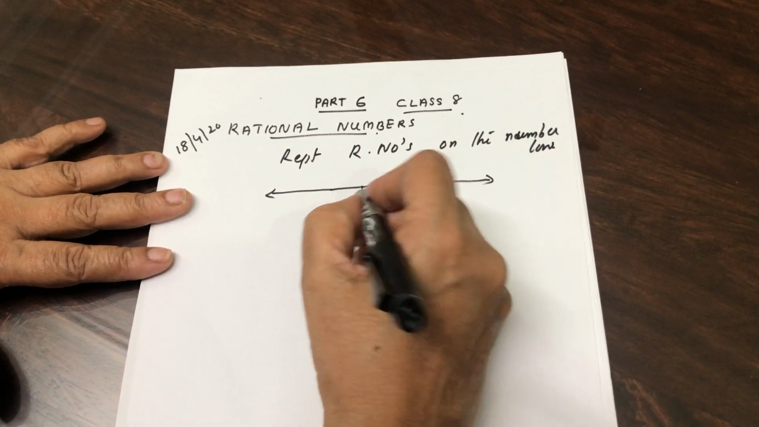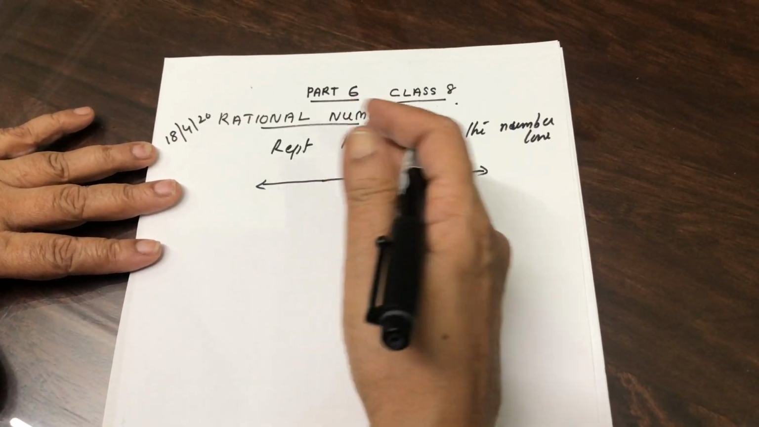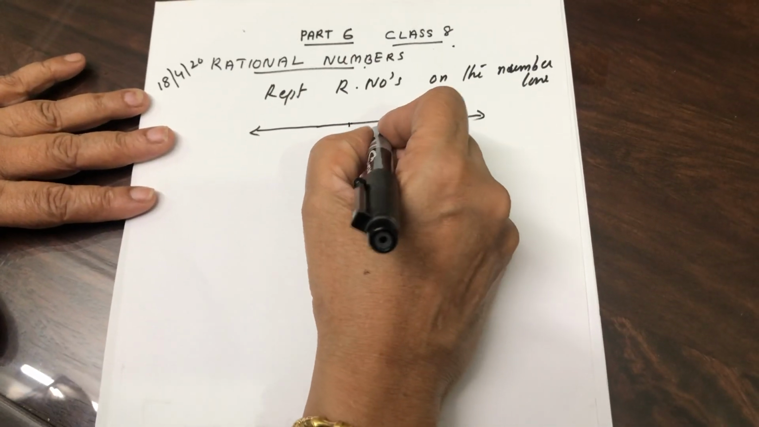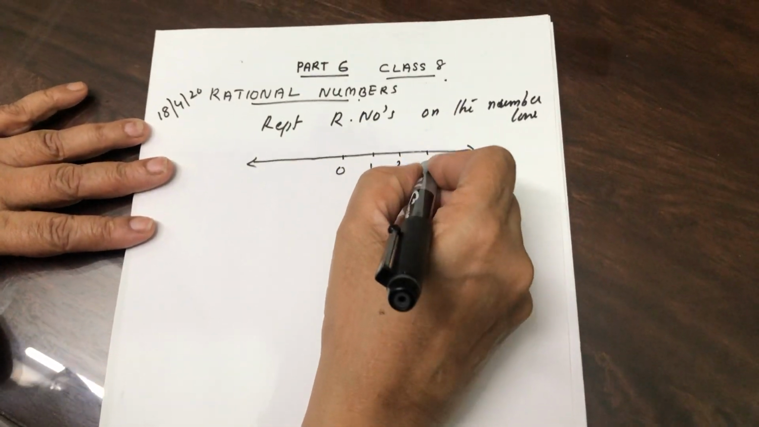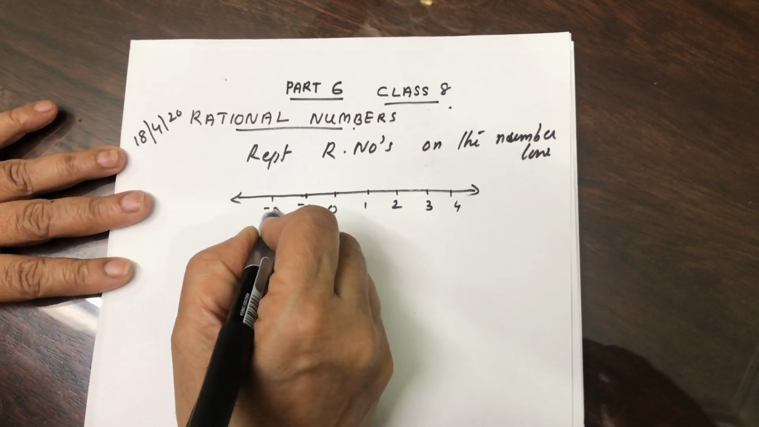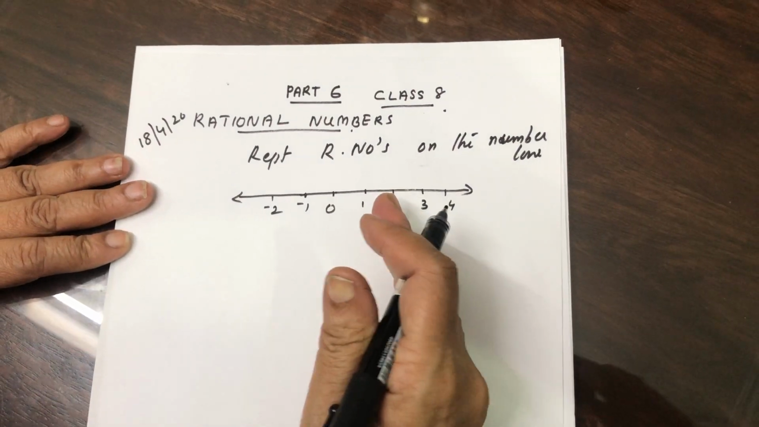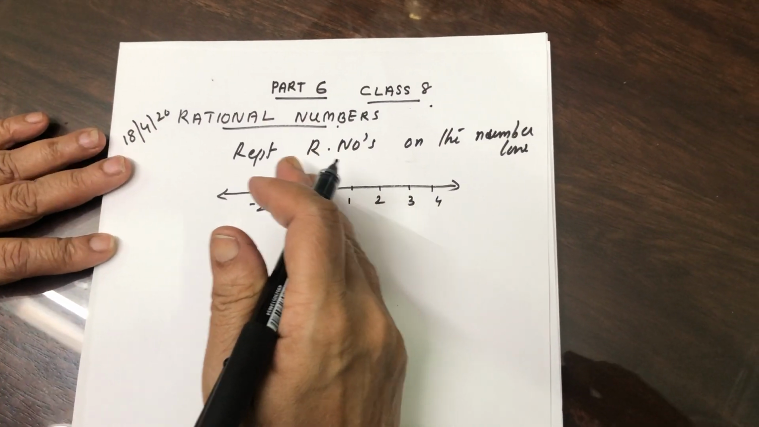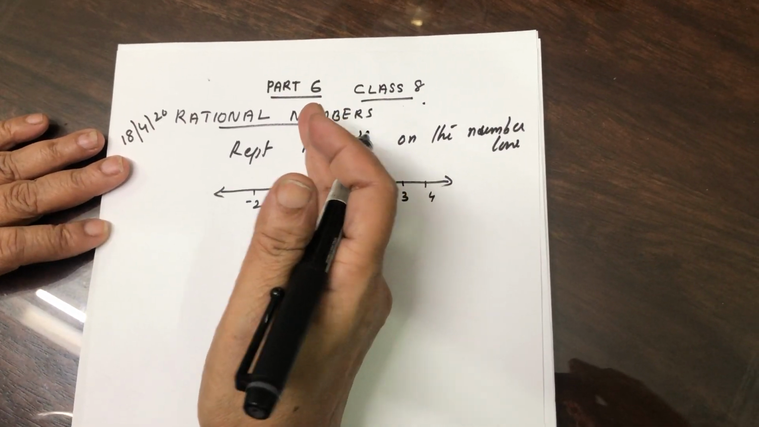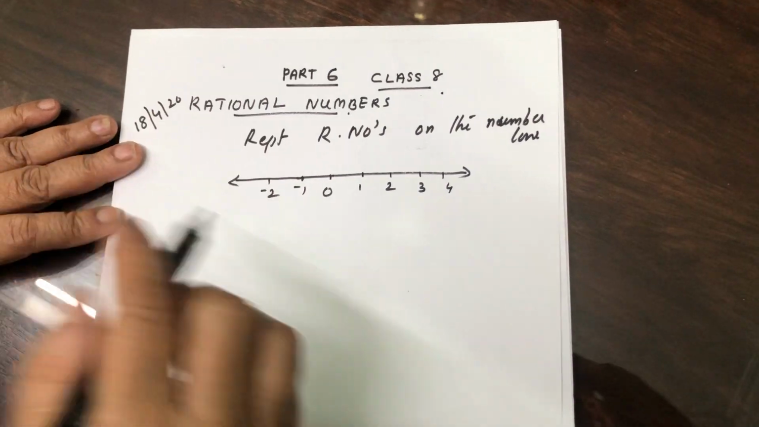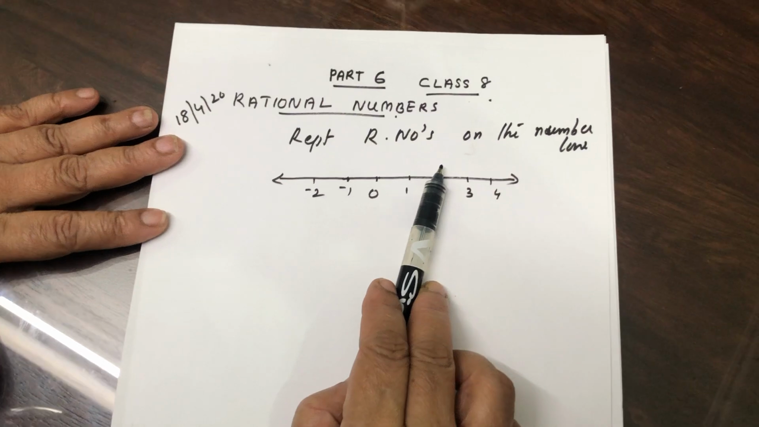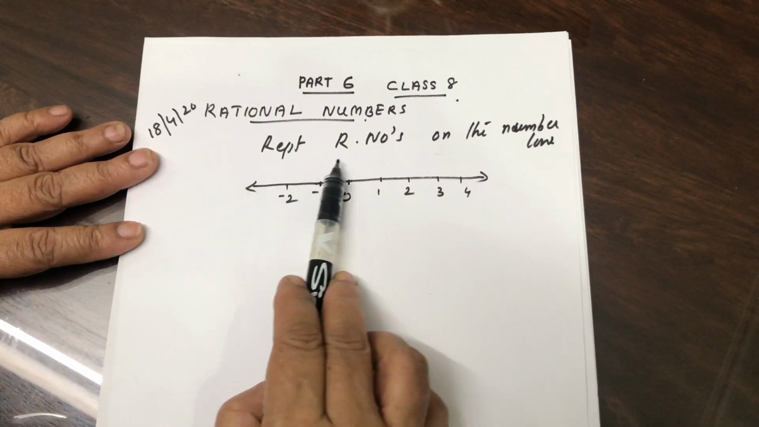You fix 0, then you mark the positive integers on the right side and the negative integers on the left side, at equal distances on both sides. Positive integers are represented towards the right of 0 and negative integers on the left of 0. As we move from left to right, the numbers are increasing.